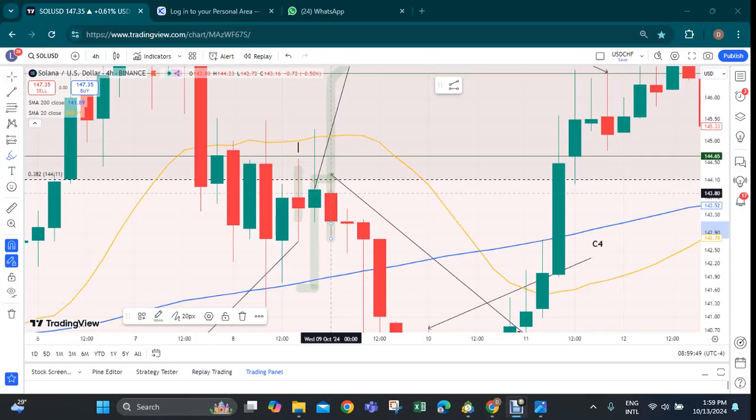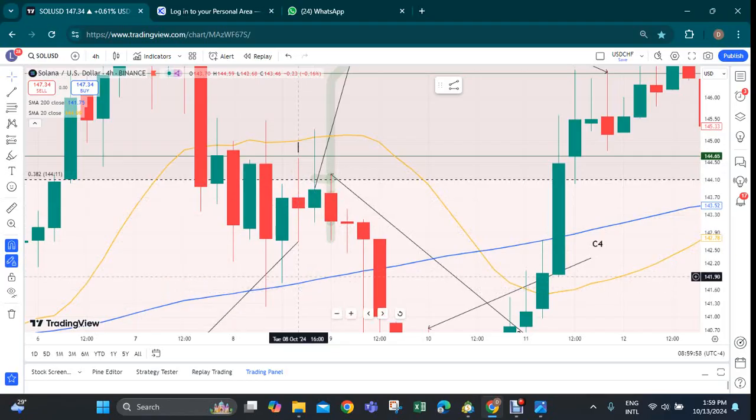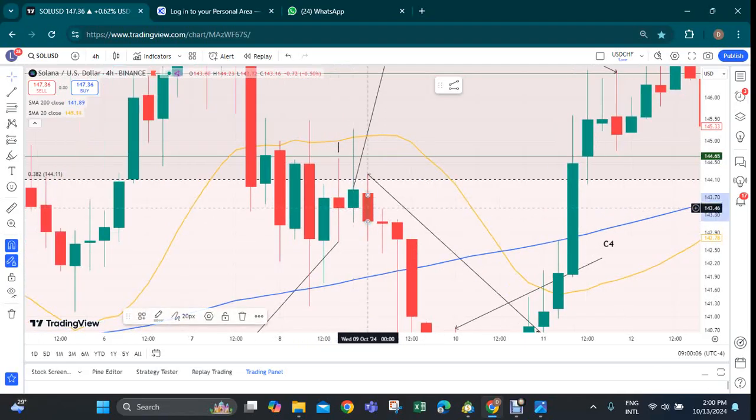Good. Now we need to check. So let's take this green stuff out so we can check. Let's take a look at this. In this case, we're going to check. This is Wednesday, 09 October 2024, 00:00. That's 12 o'clock midnight.